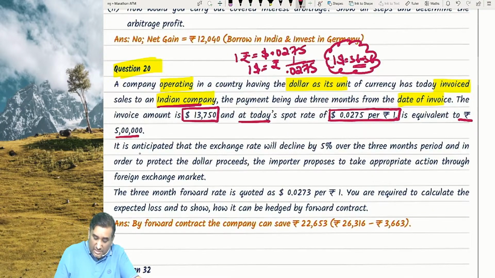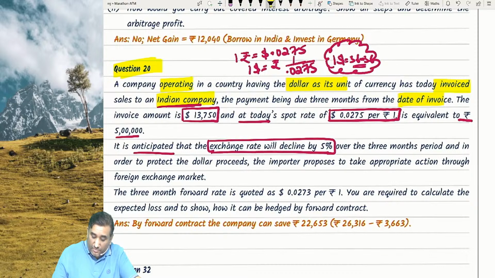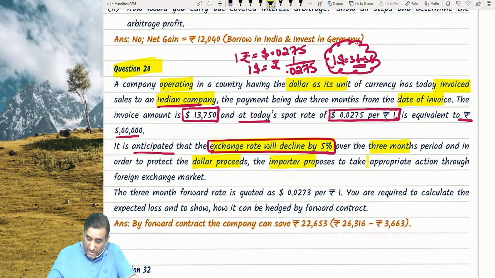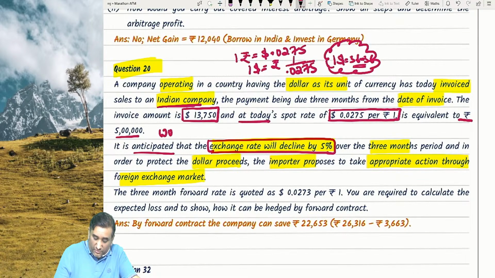Second paragraph: it is anticipated the exchange rate will decline by 5%. Underline this phrase. Now, two languages you can use. One was deferring, one was making payment, so there could be the same languages. One could be a risk language. It is anticipated the exchange rate will decline by 5% over a 3 month period, and in order to protect the dollar proceeds, the importer proposes to take appropriate action through the foreign exchange market. Now this is a worry language, and the importer would be worried.